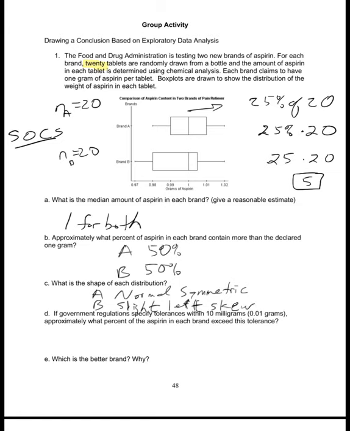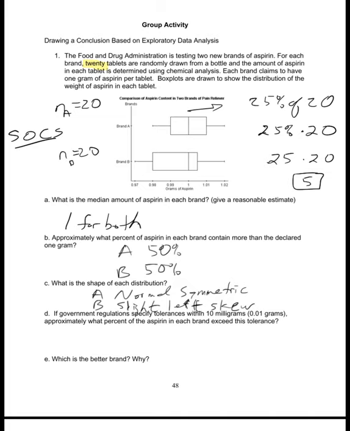The only reason I say slight is because here, this didn't go off too far. If this was longer, see, this was long. If this had also been long, sure, but this was short, so that told me that there's probably 2 bumps of data. All right, if government regulations specify tolerances, okay, we're going to skip this one because it's tolerances.